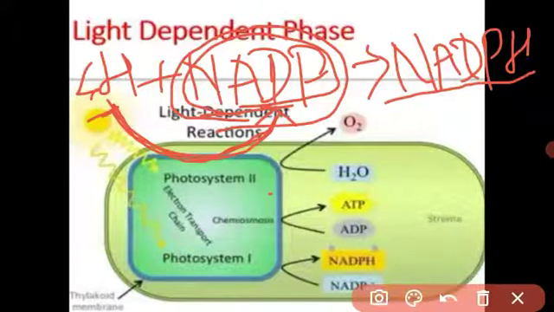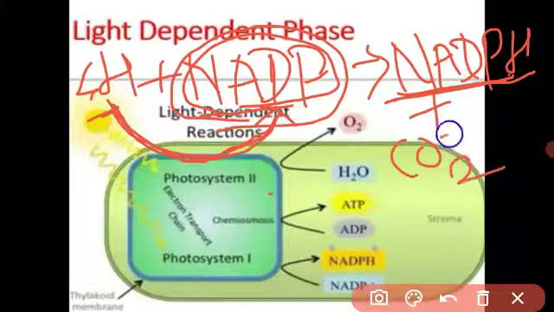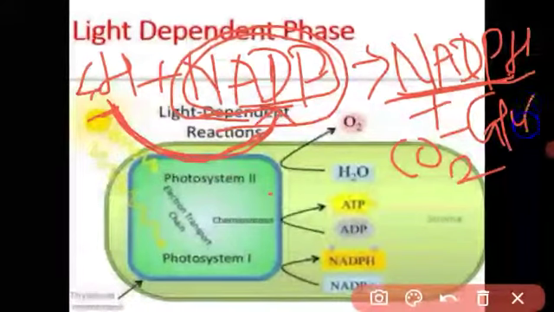The full form is nicotinamide adenine dinucleotide phosphate hydrogen. This is the activated energy. In the next dark reaction, this NADPH reacts with carbon dioxide and forms the glucose. Got it? Got it, student?